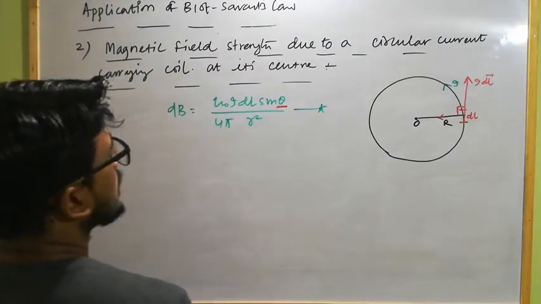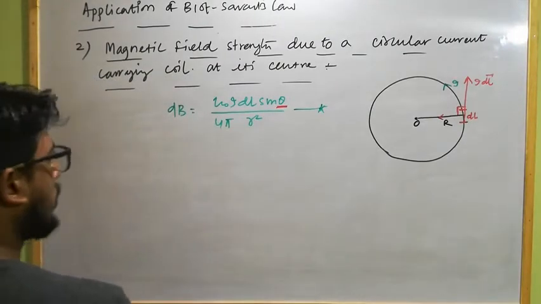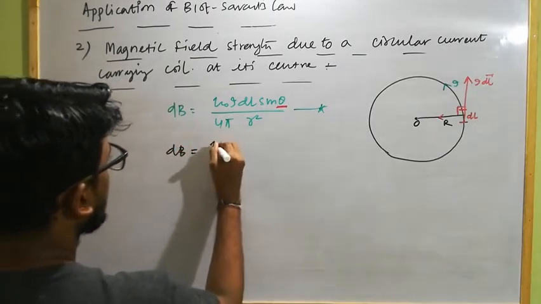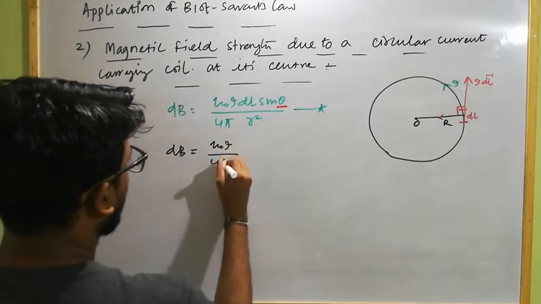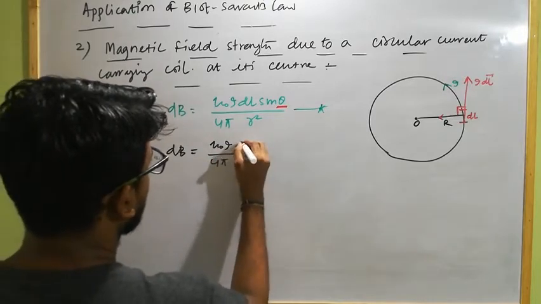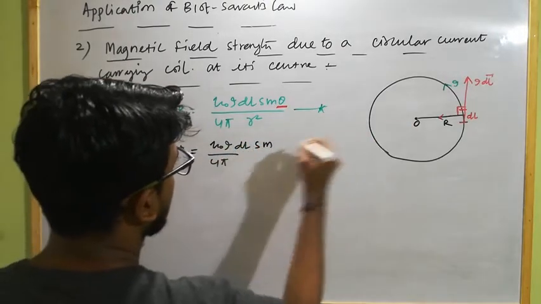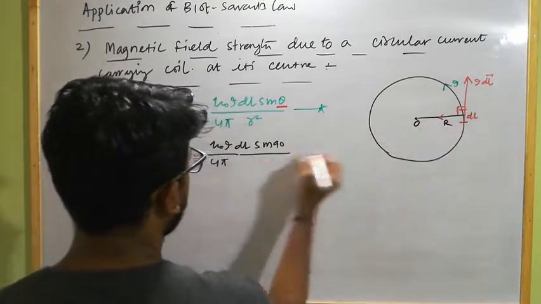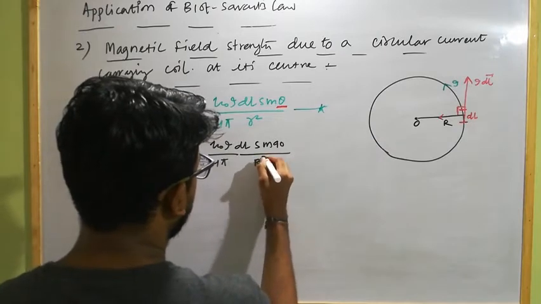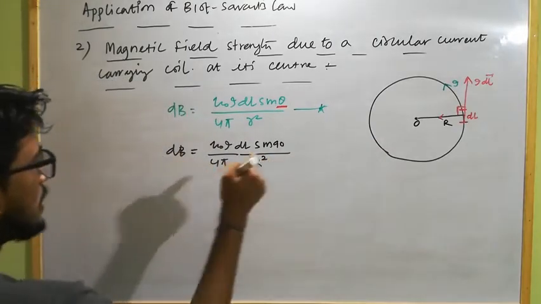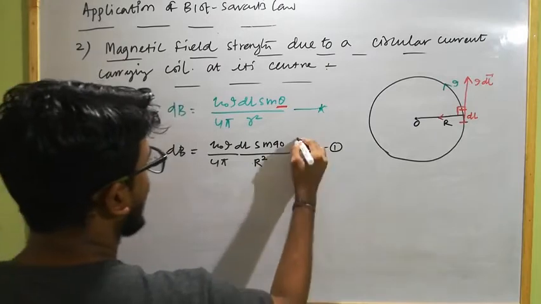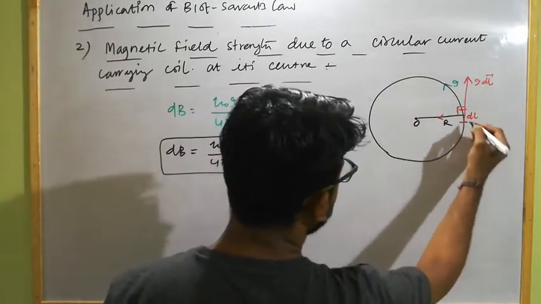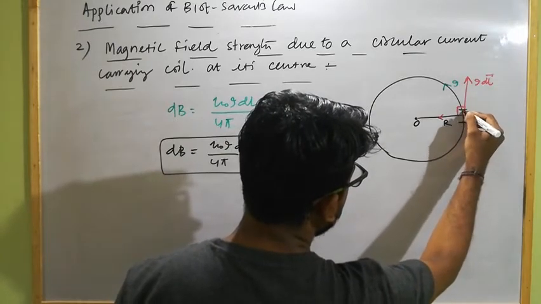So by using this in Biot-Savart's law, we will get what? The magnetic field strength B at O will be mu naught I by 4 pi into dl sine theta, where theta is 90, divided by R square. What is R? The distance is capital R, the radius of the circle, so R square. Let this be equation 1. This is the expression for the magnetic field strength at point O due to this much current carrying element of length dl.